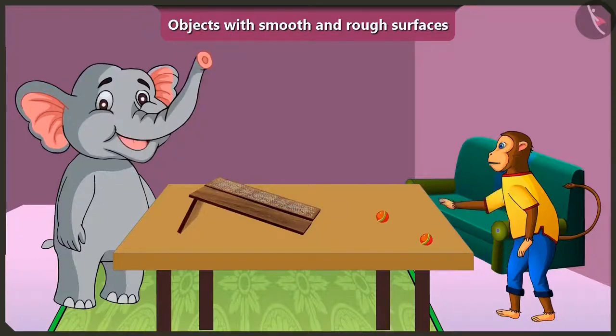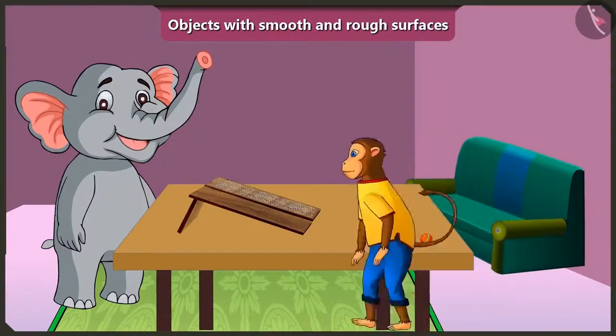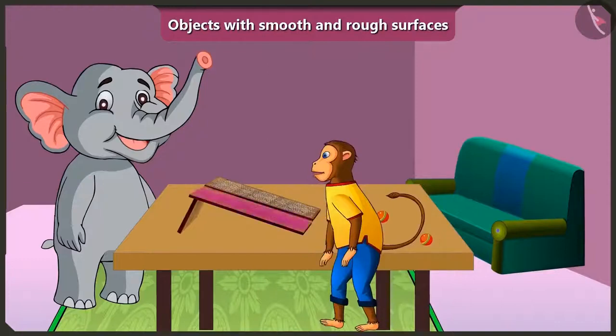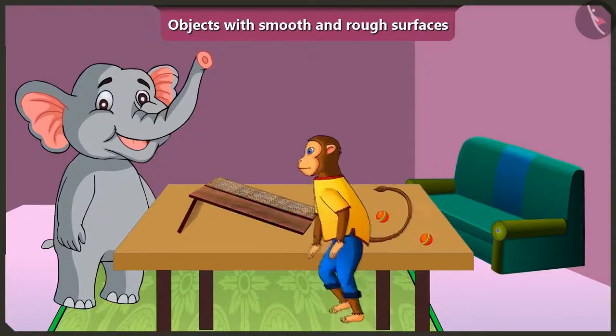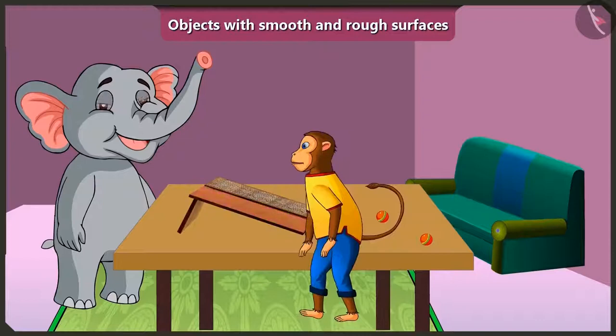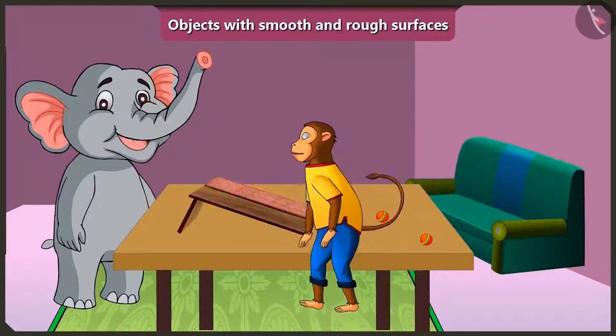Hey Appu, your balls are similar, but the slope of these wooden planks is not the same. I did not quite understand. Look here. Just look at this surface of this slope. Our hands slide smoothly and easily on the things which have a smooth surface. We also call them smooth surfaced. Now look at this slope. Its slope is very rough.